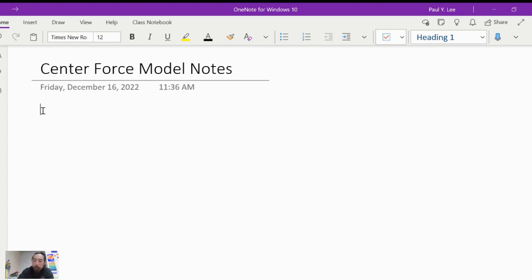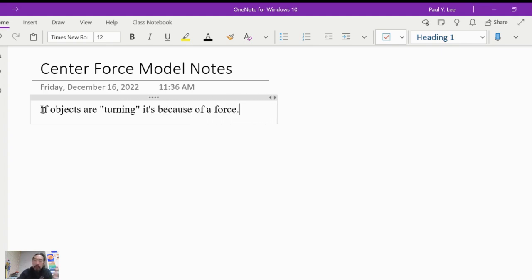All right, so here's the important thing. If objects are what I'm going to call turning, okay, so the idea of turning is we're going around in a circle. There's a reason for it, and it's because of a force. Now, when we first did our forces unit, we usually said a force can either cause an object to speed up or slow down. And now we're going to add to that definition. So let's just write that down.